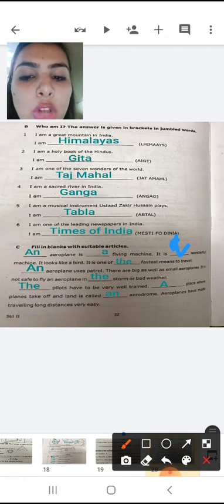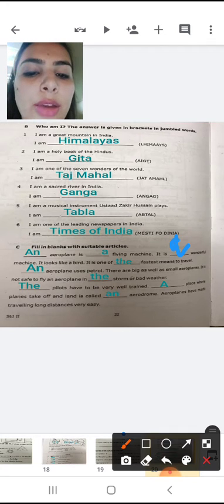Next is the pilot. Pilot is a particular person, so we use the. The pilots have to be very well trained. Next is dash place. A place where planes take off and land is called an aerodrome.